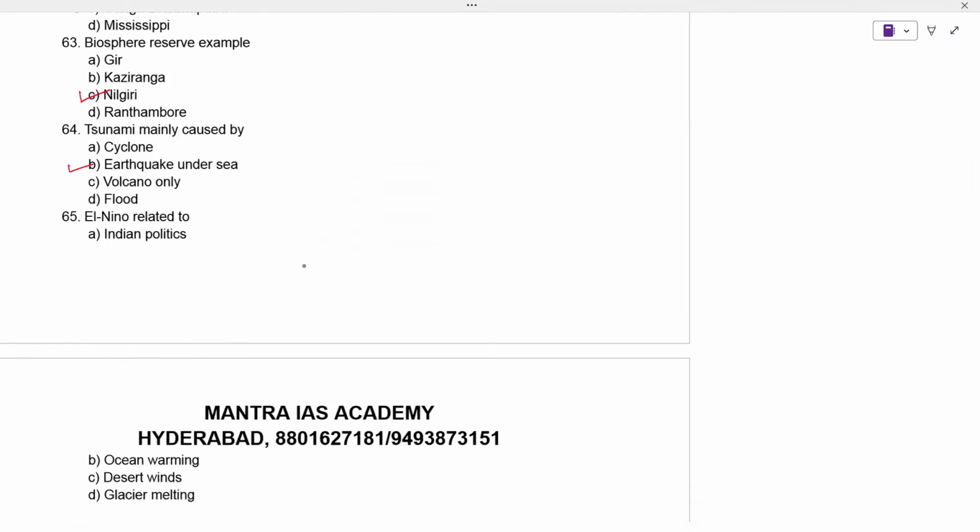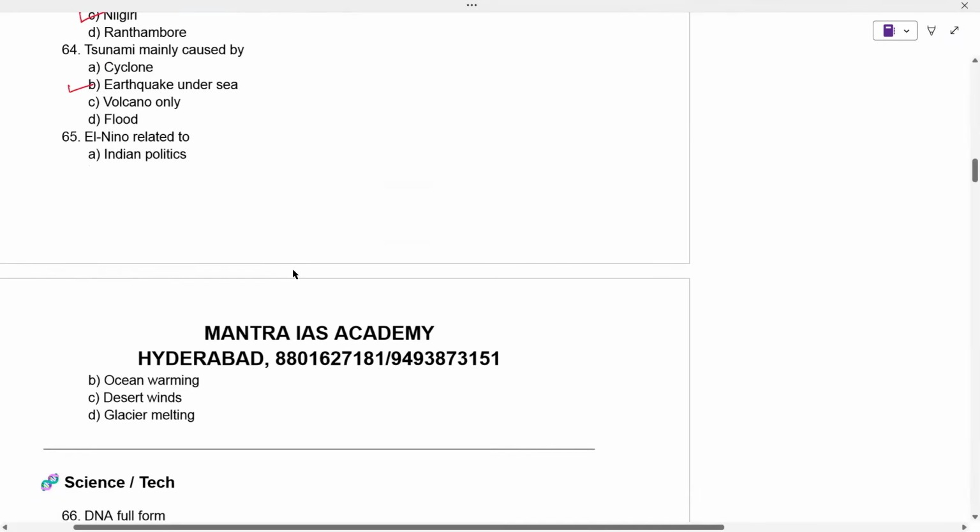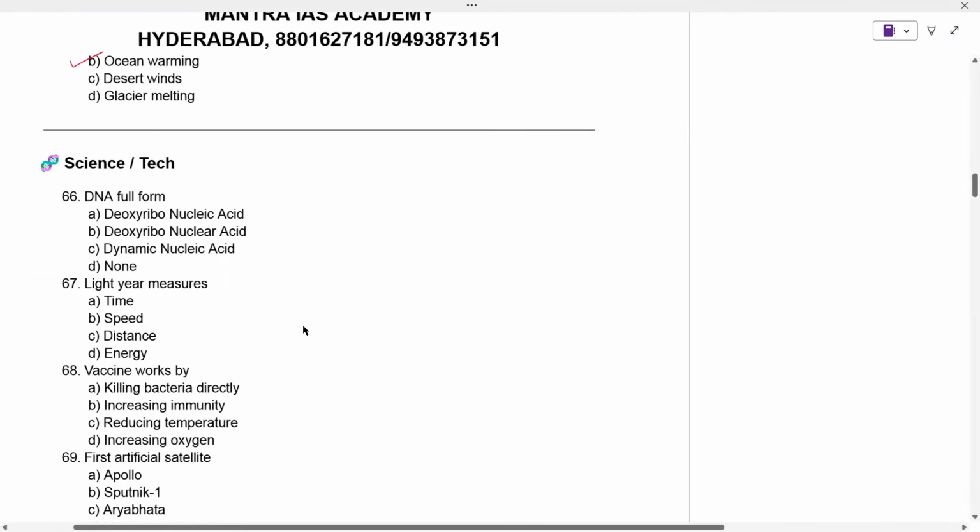El Nino related to Indian politics? No, it's wrong, because politics means elections are going on, the people can feel that. El Nino, no. Ocean warming, and at the same time, desert winds and glacier melting. So option is B beta, ocean warming. Then science and technology questions here. In this case, very basic question it is. You can expect in different types of examination, particularly CLAT or LAWCET, any law entrance exams and Staff Selection Commission exam, right? But even UPSC foundation preparation when you're starting, these are basic things here.